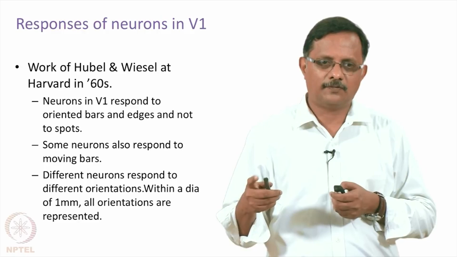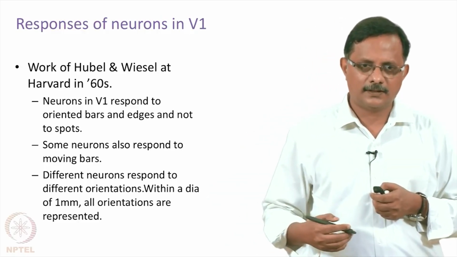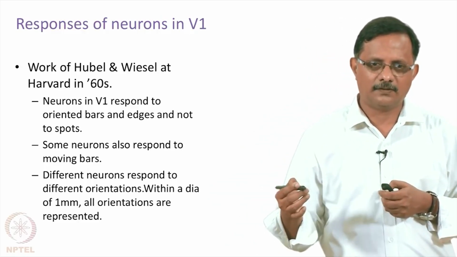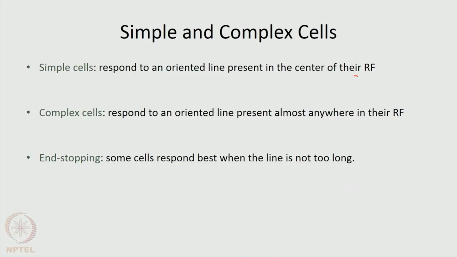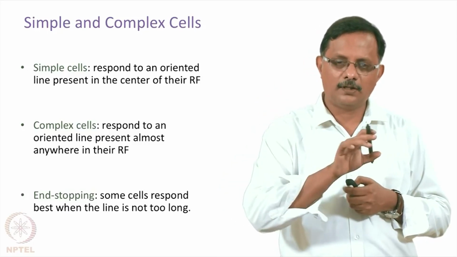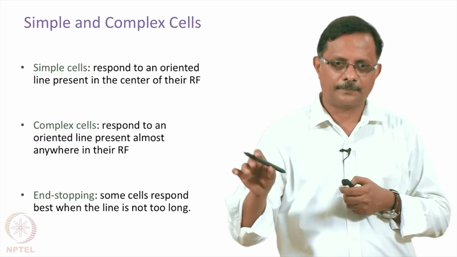And further on here they found different subclasses of cells which respond to orientation in slightly different ways. There are these simple cells, which respond to an oriented bar only if the bar is located in the center. If the bar is located off center, the response is somewhat weaker. And then there are complex cells, which respond when the bar is anywhere within that receptive field. So, the orientation of the bar should be correct for that neuron, but it can be anywhere within the receptive field.